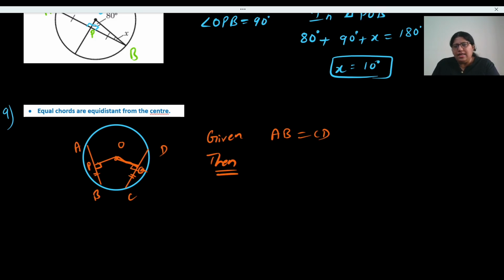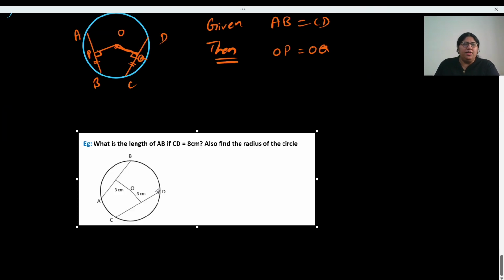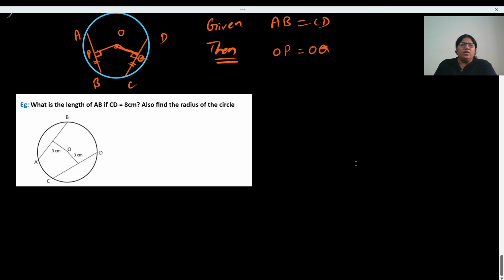So you can say that here OP will be equal to OQ, or if the distances are equal, then the chords will be equal, because you can use the converse of this theorem as well. Okay. And how do we use this theorem to solve the question? One example: what is the length of AB if CD is 8 centimeter? CD is given here as 8 centimeter.